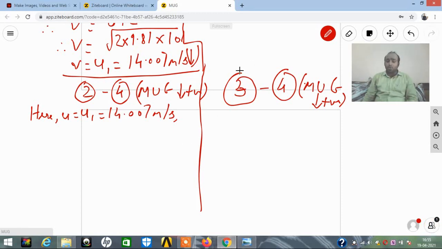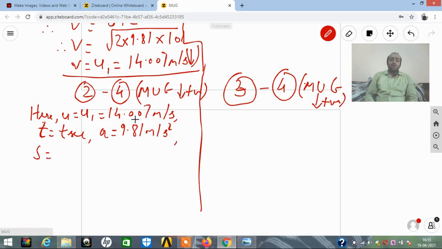Time required by both the stones to reach the ground is the same. So let that time be t seconds. So t is equal to t seconds, a is equal to 9.81 meter per second square.